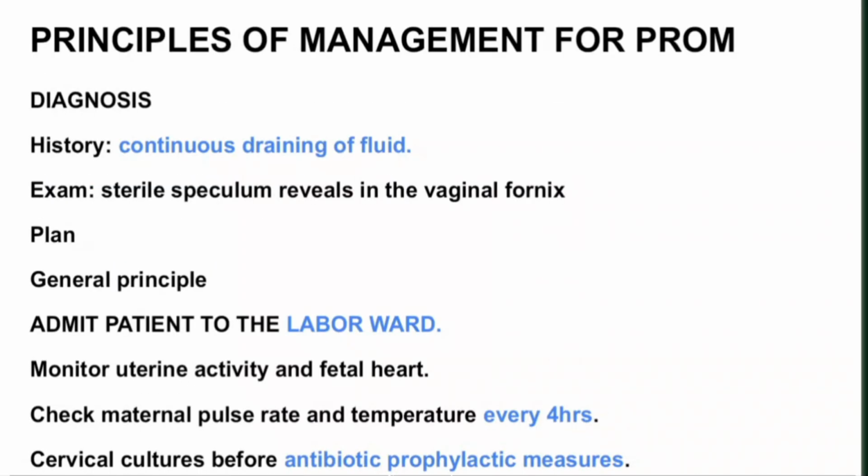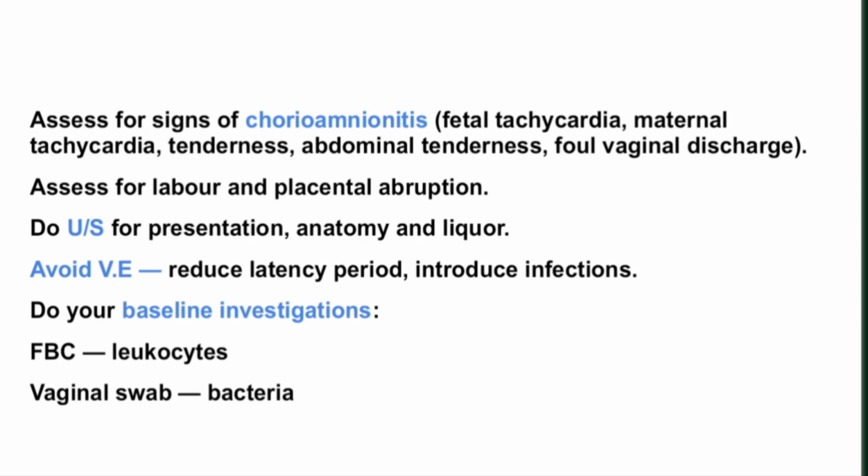When we come to the management of PROM, after we've done our history and examination, the woman confirms continuous draining of fluid, and the sterile speculum reveals pooling of fluid in the posterior vaginal fornix. Our plan is to admit the patient to the labor ward. We're going to monitor uterine activity and fetal heart rate. We're going to check the maternal pulse and temperature every 4 hours, and do cervical cultures for antibiotic prophylaxis.